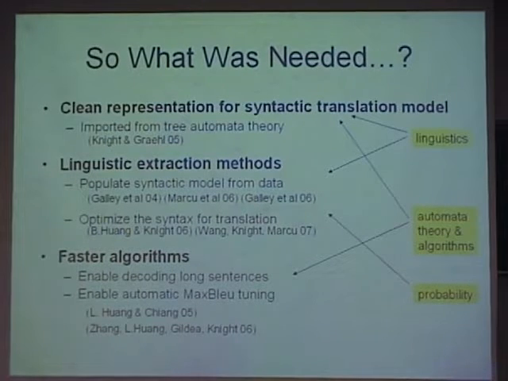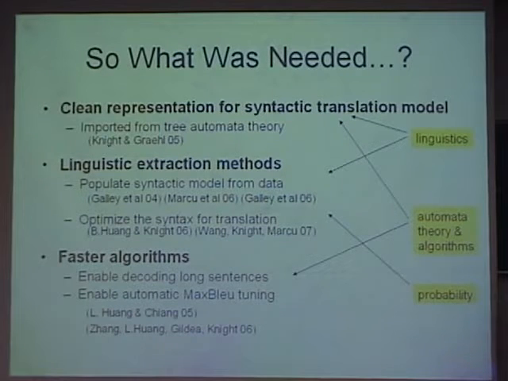But when I think about what had to happen, or what happened for us, I think we found a clean representation for the syntactic translation model. That was really important. So all those years of, okay, it didn't work. This is, I think, the biggest event for us to make it start to be a good working system. And we got that from tree automata theory that I'll talk about in the rest of the talk. Also linguistic extraction methods, so we need methods to populate a syntactic model from data. And there you can see some references.